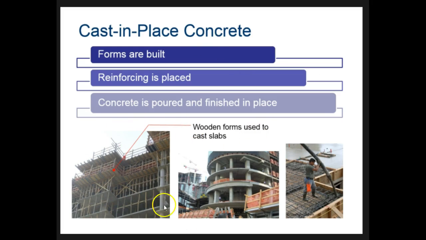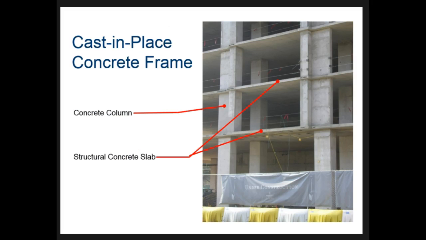Cast in place concrete. This is very similar to what we saw before. This is where our columns right here. These are columns that go up and down. Those are columns, our floors are concrete, and we're casting it all right in place. Again, uprights are called columns, slabs are the floors out of concrete.